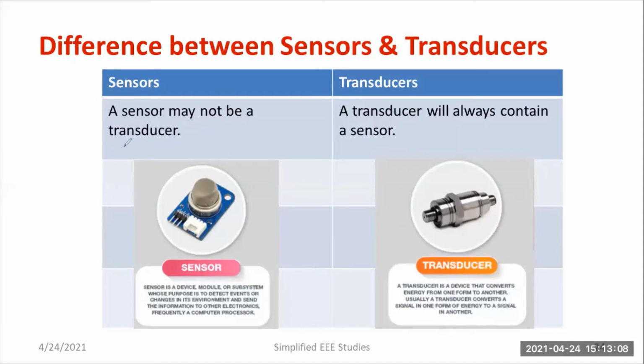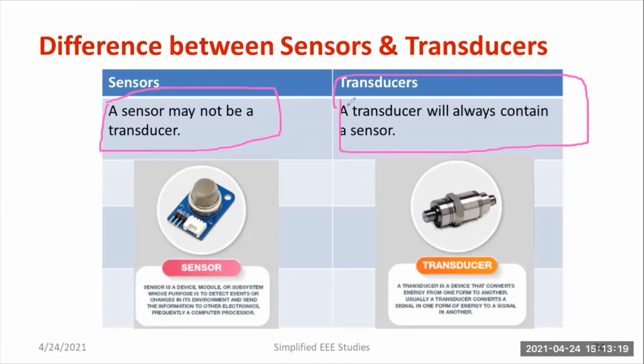Now, a sensor may not be a transducer. Correct. So a thermometer is not a transducer. It is only a sensor. Then regarding the transducer, a transducer will always contain a sensor. Correct, no? We can say a transducer will always contain a sensor. One more difference: a sensor is a device, or you can call it a module or a subsystem, whose purpose is to detect events or changes in its environment and send the information to other electronics, frequently a computer processor. That is exactly what happens in a sensor.